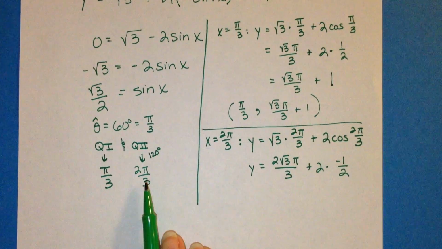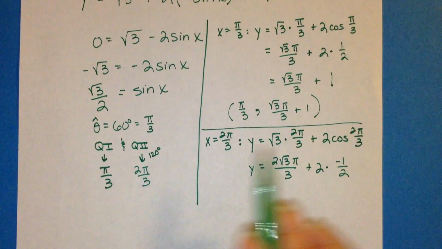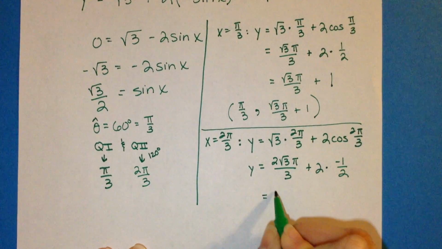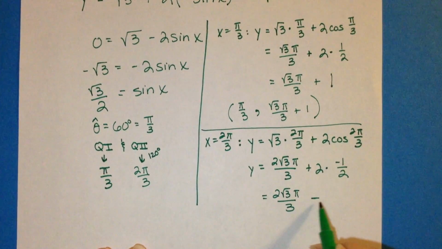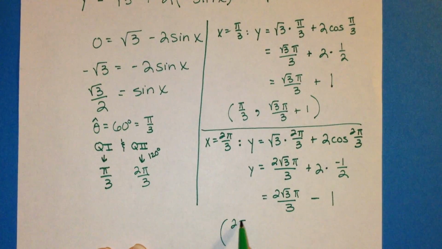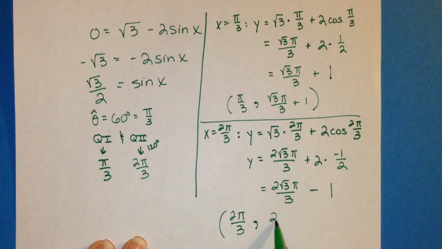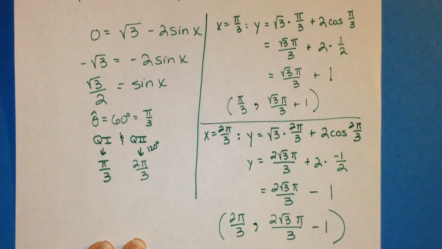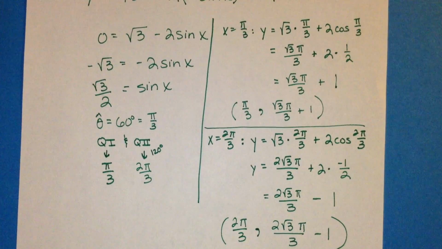But remember, 2 pi over 3, if you look back over here, the same thing as 120, that's in the second quadrant, and cosine's negative in the second quadrant. Okay, so you could change this to minus because this is going to end up being a negative 1. So this ordered pair would be 2 pi over 3 for the x value, and then 2 square root 3 pi over 3 minus 1. So this one, like I said, has 2 places in which you have a horizontal tangent line.